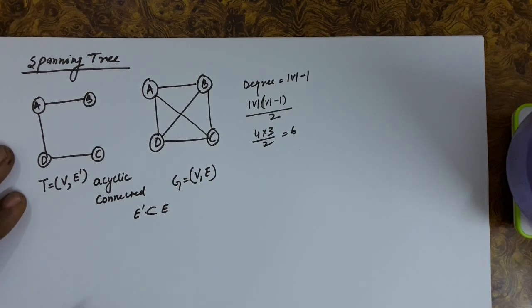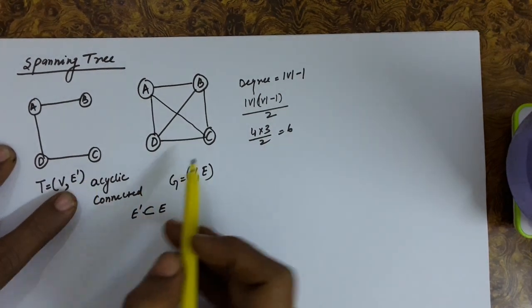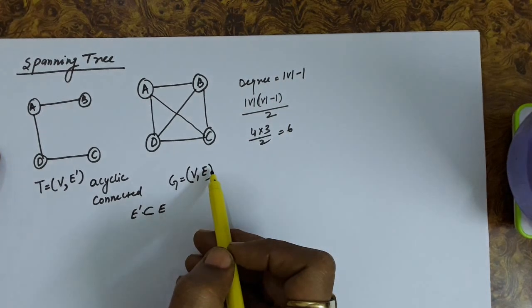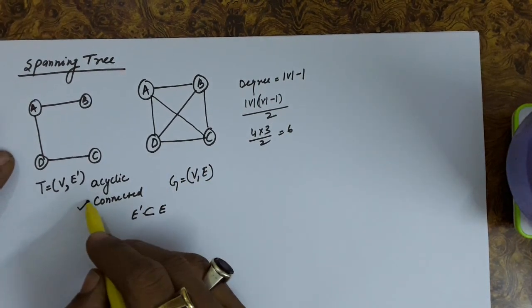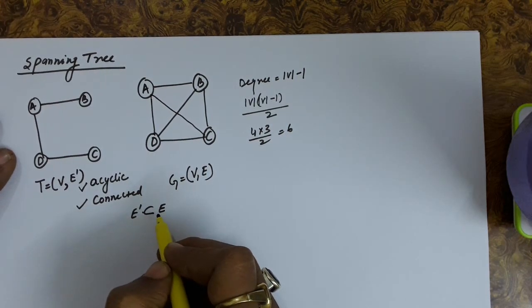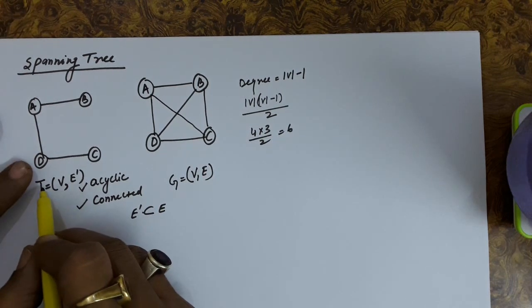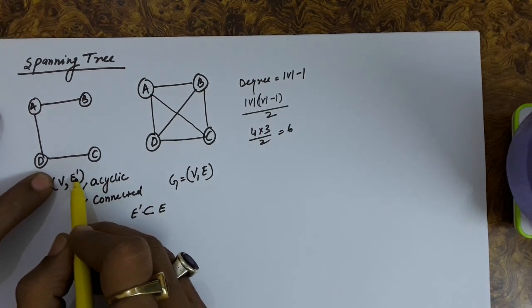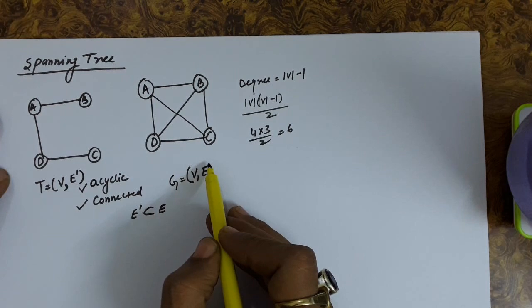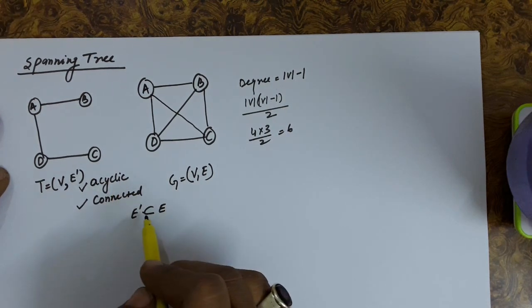So as a definition we can say that the spanning tree T equals V, E dash of a graph G equals V, E is a connected acyclic graph with E dash a subset of E. Once again, spanning tree T equals V, E dash of a graph G equals V, E is a connected acyclic graph with E dash a subset of E.